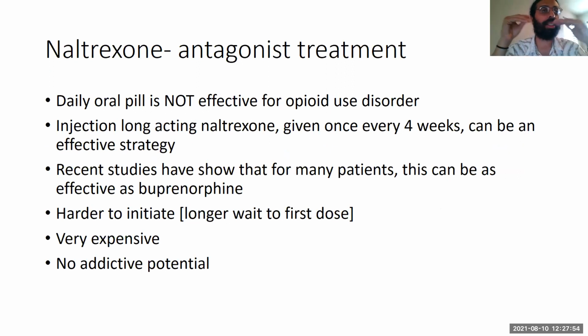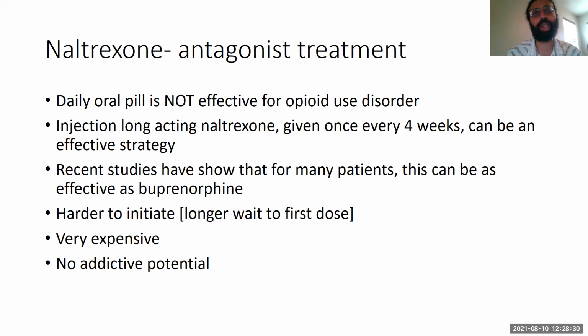Naltrexone essentially is something that blocks your mu-opioid receptors, right? So if someone is on naltrexone and they wind up using an opioid, nothing will happen. There will be no reinforcement. They won't get high. So over time, they stop using that illicit opioid. Naltrexone comes as a daily oral pill as well as a monthly injection. Both are FDA approved for treatment of opioid use disorder. However, research does not support the use of the daily oral pill of naltrexone to treat opioid use disorder because people simply don't stay on it.